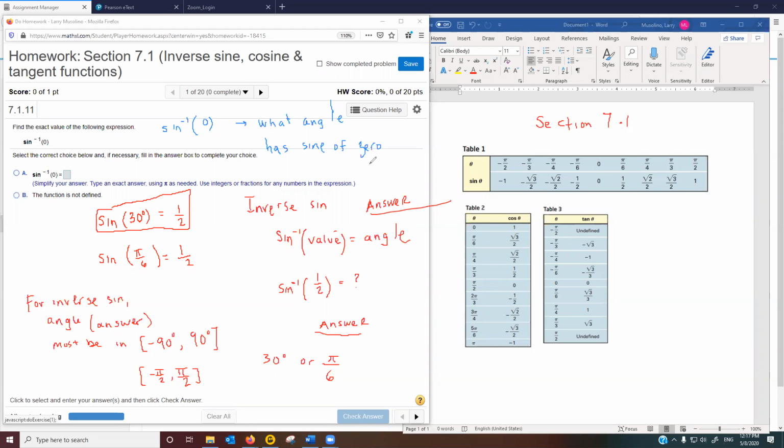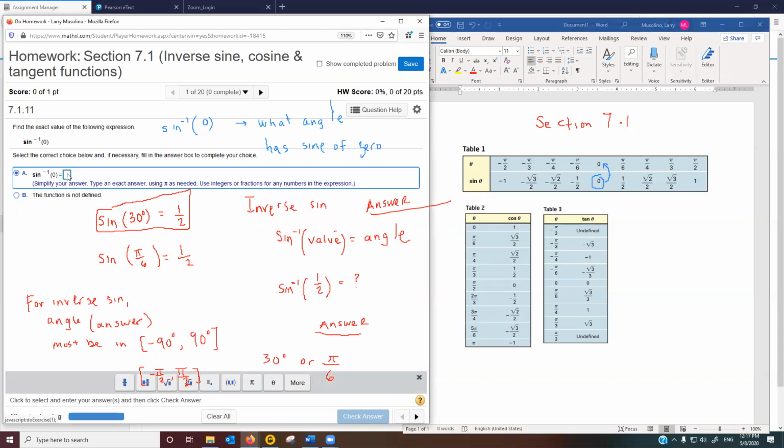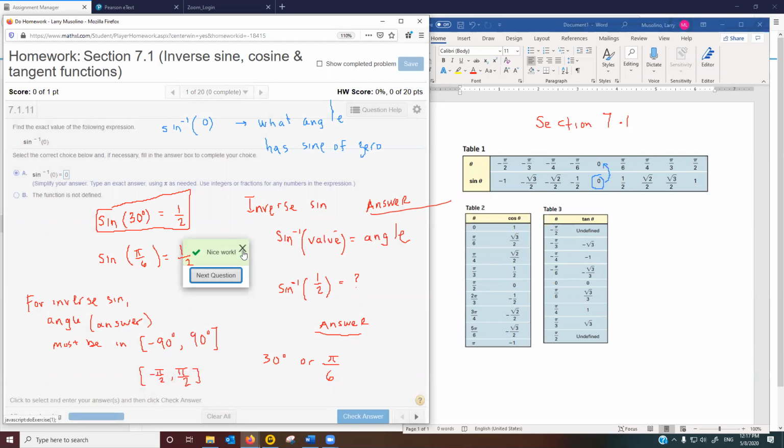Okay. Well, I can look this up using this table because I'm noticing the sine of 0 corresponds to an angle of 0. So in this example, the angle here, or the answer, should be 0. And I'm going to enter answers here in radians, because I'm noticing it says using pi as needed, so that indicates that we want to use radians as the answer.